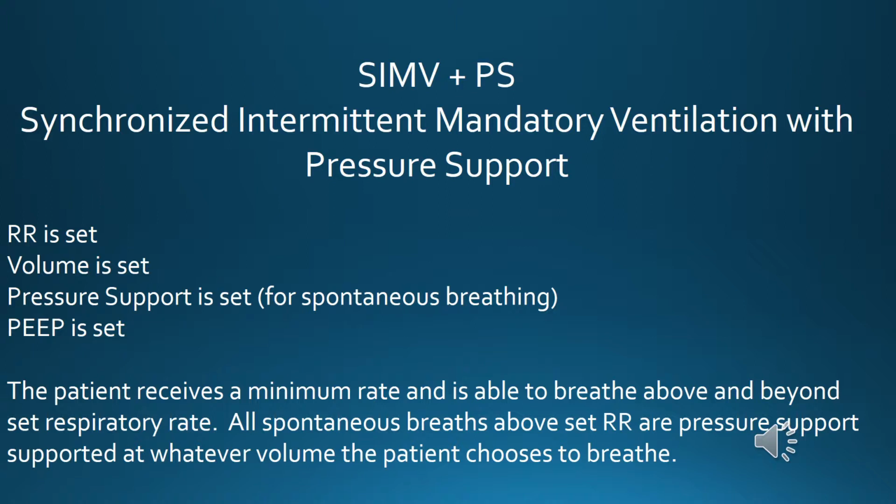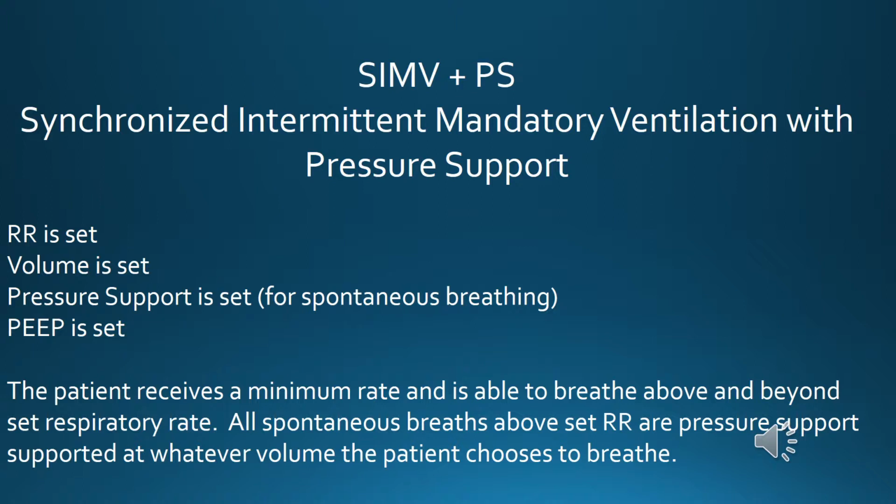In the previous example, if they're set at a respiratory rate of 12 and a volume of 500, you get a minimum of 12 breaths at 500, just as in assist control. But if they're breathing at a rate of 20, those additional 8 breaths will be synchronized, mixed in, so they won't breath stack. And the patient can breathe at whatever volume they want to breathe at for those spontaneous breaths, those other 8 breaths.